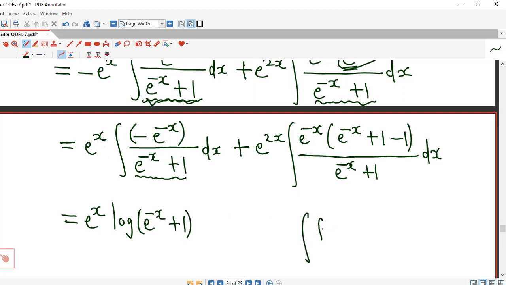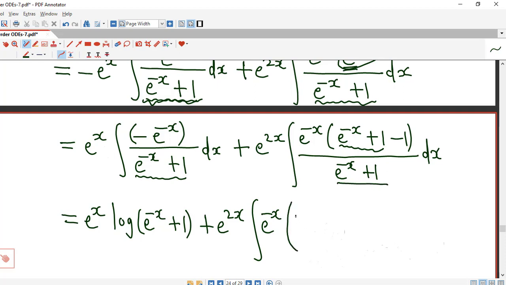Okay, we are using this formula: f dash x over f x has integral log of f x. So here f x is e raised to minus x plus 1, its derivative is minus e raised to minus x, which is in the numerator. So this is equal to logarithm of the denominator plus e raised to 2x, and this we can rewrite again as, now we consider e raised to minus x plus 1 divided by e raised to minus x plus 1, which is 1, minus 1 divided by e raised to minus x plus 1, then integral with respect to x.